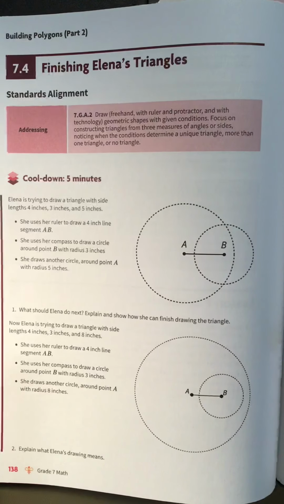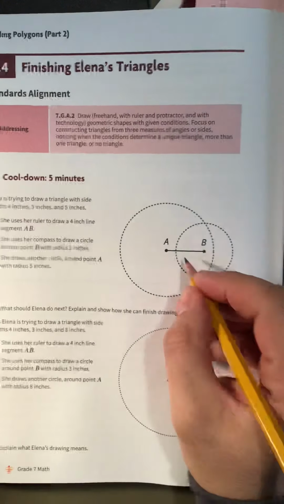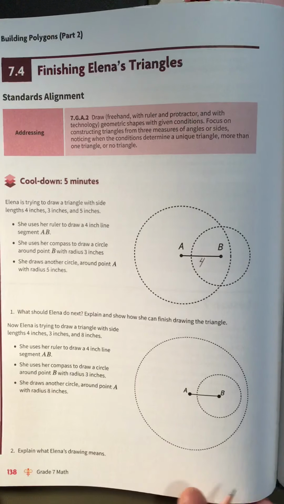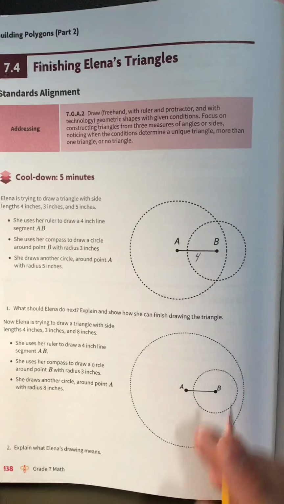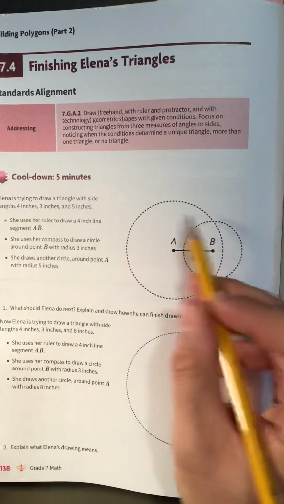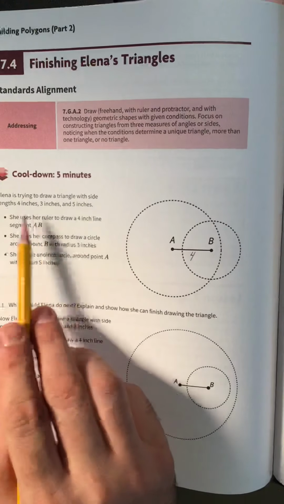Elena's trying to draw a triangle with side lengths 4, 3, and 5. She uses a ruler to draw a 4-inch line. So this is a 4-inch line here. She uses her compass to draw a circle around point B with the radius of 3. So that's got a radius of 3. And the big one has a radius of 5. Is there a way she can draw a triangle of 3, 4, 5?